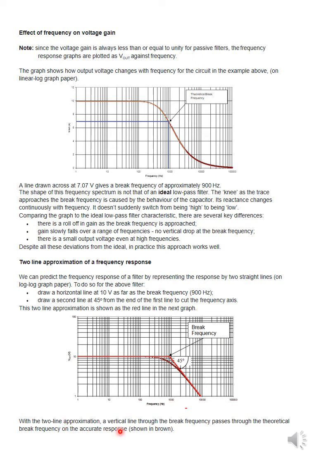With the two-line approximation, a vertical line through the break frequency passes through the theoretical break frequency on the accurate response shown in brown. So this is your accurate one, this is ideal, and you can find that this is the break frequency also. Anyway, you are able to find it from there also. But if you want to find it there, then you need to do it this way: draw a line at 45 degrees across this point to this one, then you will get it the same way.